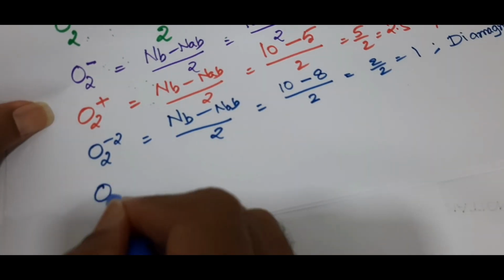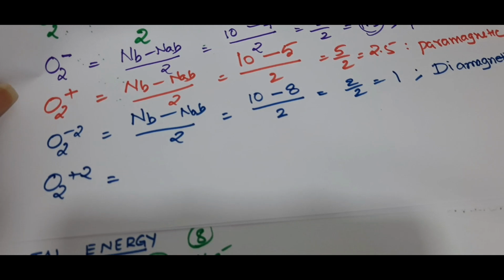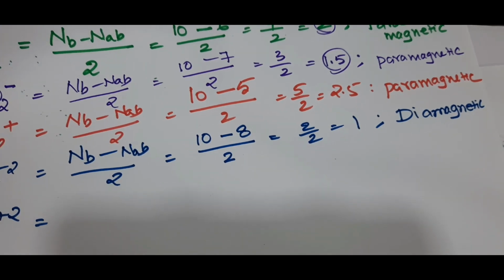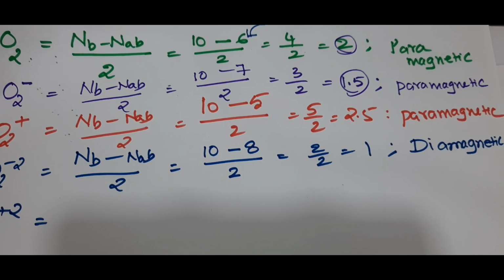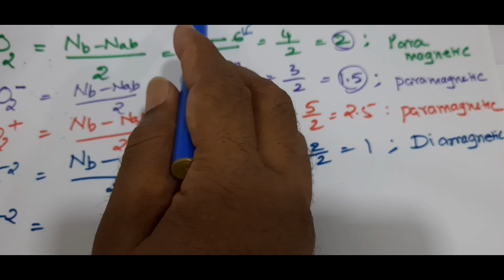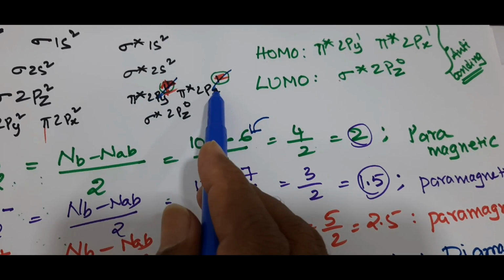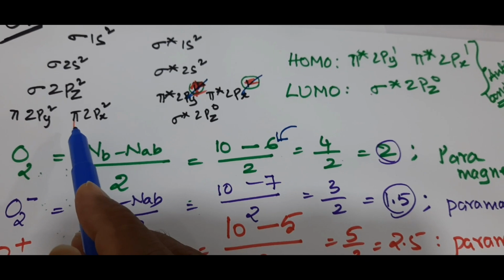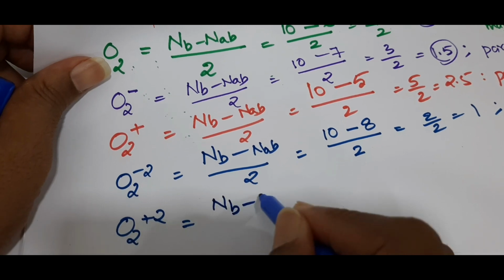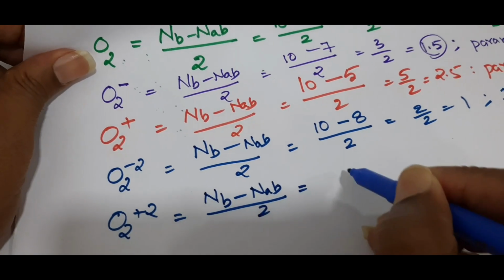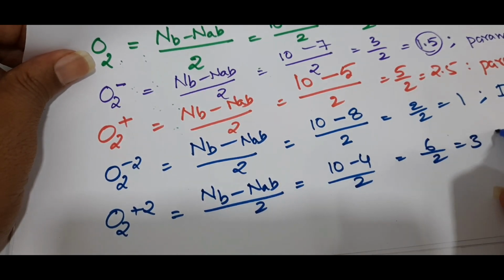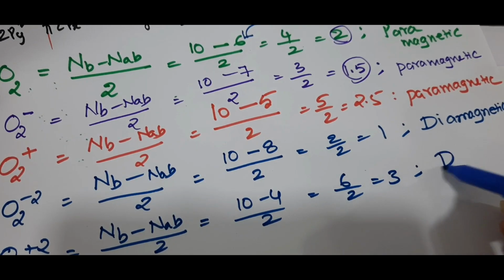Then go for O2 plus 2. In O2 plus 2, when compared with the O2 you have to remove 2 electrons. Electrons are removed from the HOMO. HOMO means you are removing electrons from here and here. That means there is no electron here, right? There is no electron here. But bonding electrons will be the same, that is 10. Anti-bonding electrons only 4. So 10 minus 4 by 2, that is equal to 6 by 2, that is equal to 3. So no unpaired electrons, so it will become diamagnetic.